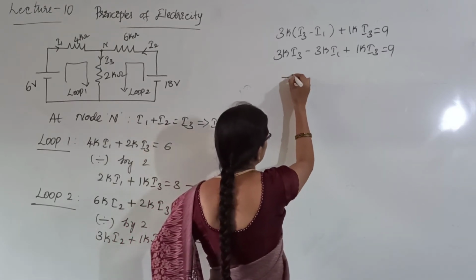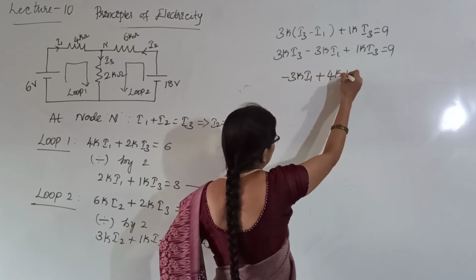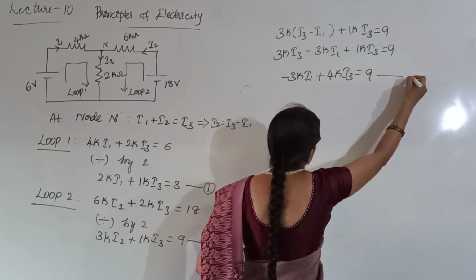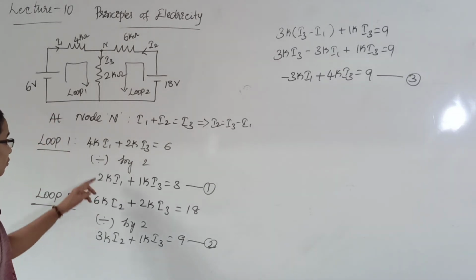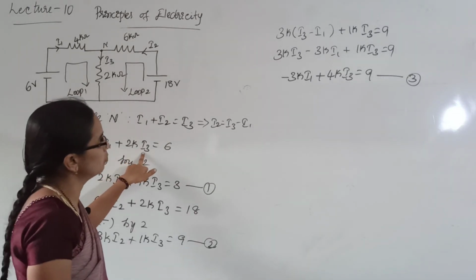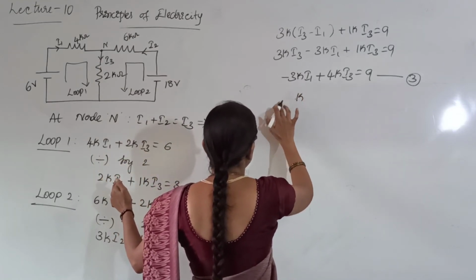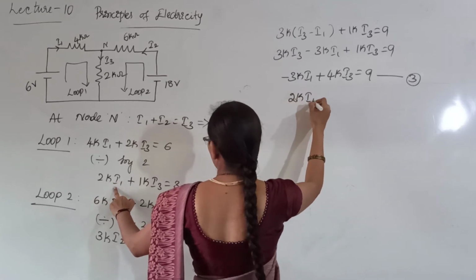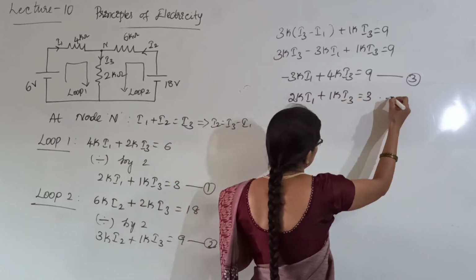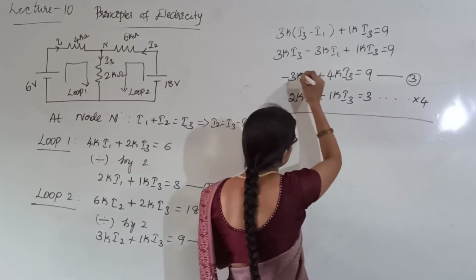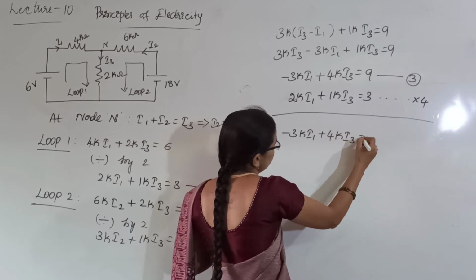Now the equation will be 3k I1 minus 3k I1 plus 4k I3 is equal to 9. Call this equation number 3. Okay, we have I1 and I3 variables. I will take equation number 1, that is 2k I1 plus 1k I3 is equal to 3. I will multiply this by 4. The first equation I will write like that only, and the third is plus 4k I3 is equal to 9.